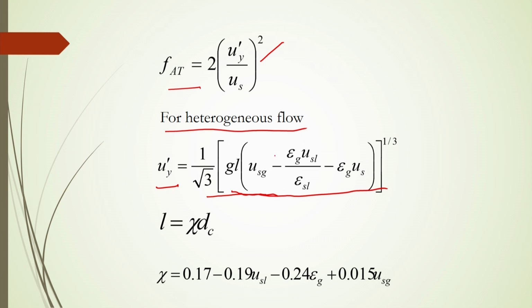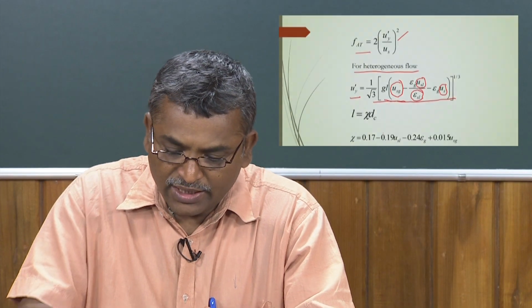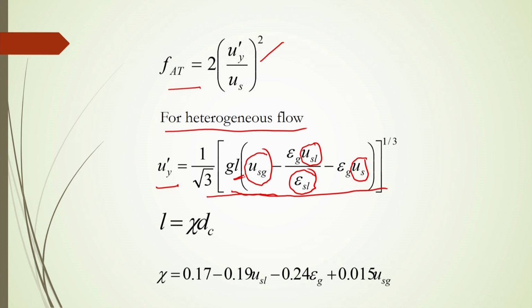Now, this fluctuation velocity again is a function of u s g and u s L, that means superficial gas velocity and superficial liquid velocity. Of course, if it is a slurry system, you have to have the concentration of the liquid inside the bed, and also what would be the solid velocity inside the bed. And then this L is called the mixing length inside the bed, within which range this fluctuation will be there, and it will be defined as lambda into d c. It depends on the column diameter or the bed diameter.